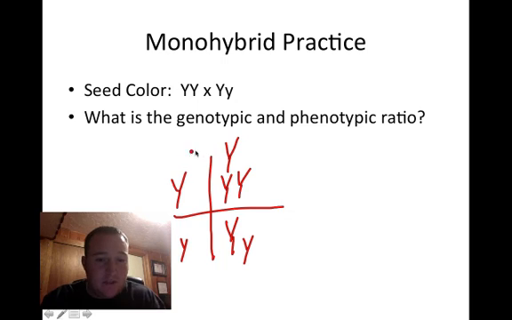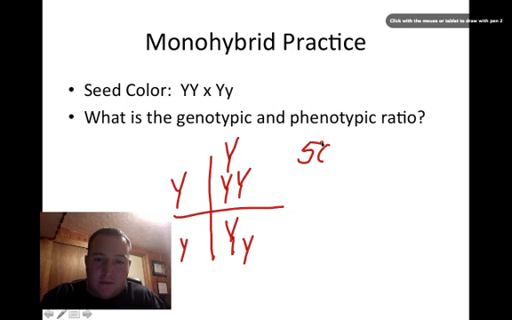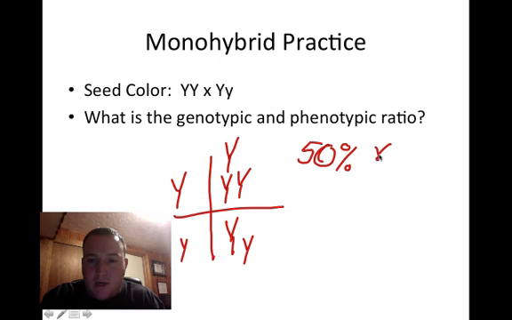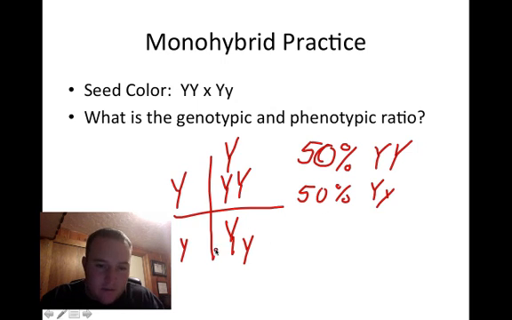So first question is, what is the genotypic ratio? So genotypic, we would have 50%, right? We would have 50%, or 1 out of 2 is going to be big Y, big Y. We're going to have 50% big Y, little y. And how do we get that again? There's 1 out of the 2 is going to be big Y, little y.